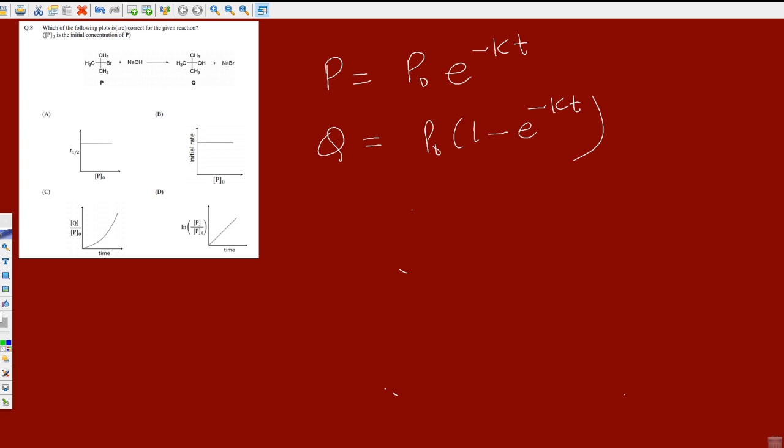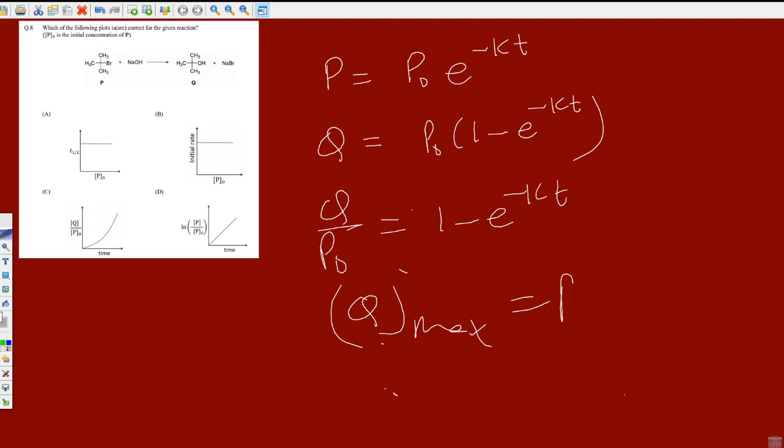So from this we can say Q upon P naught, the maximum value Q max, is equal to P naught. It cannot exceed the value of P naught. But in the graph C, we see that it increases all the time. Hence C cannot be the answer.